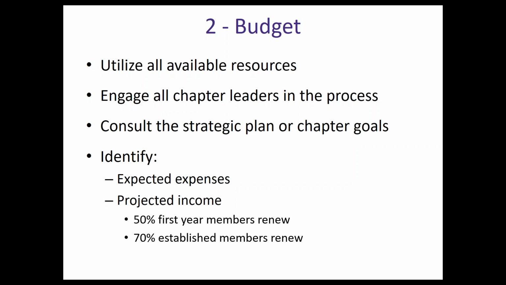Other than first year members, other established members generally renew at about 70%, so that's a little bit higher. Obviously, these numbers are lower than what we would like to see. So again, if in your strategic plan you identify some goals, maybe you want to get your first year membership renewal numbers up, then you might identify some initiatives and some actions to put money towards making that a reality so that you can continue to increase your income.